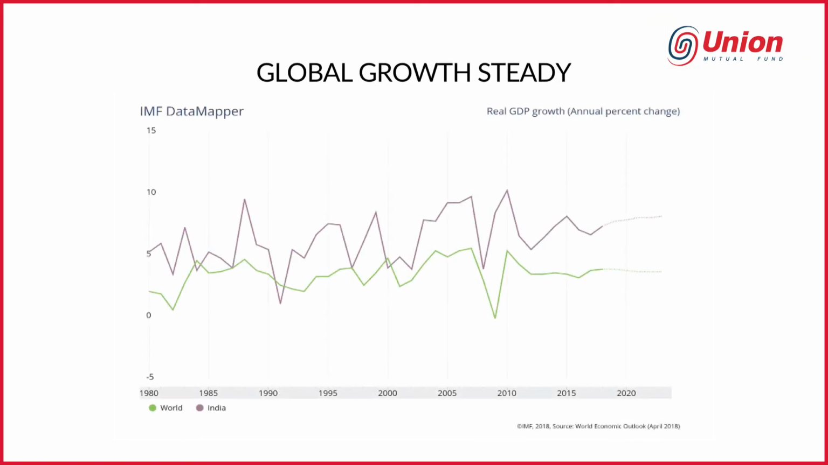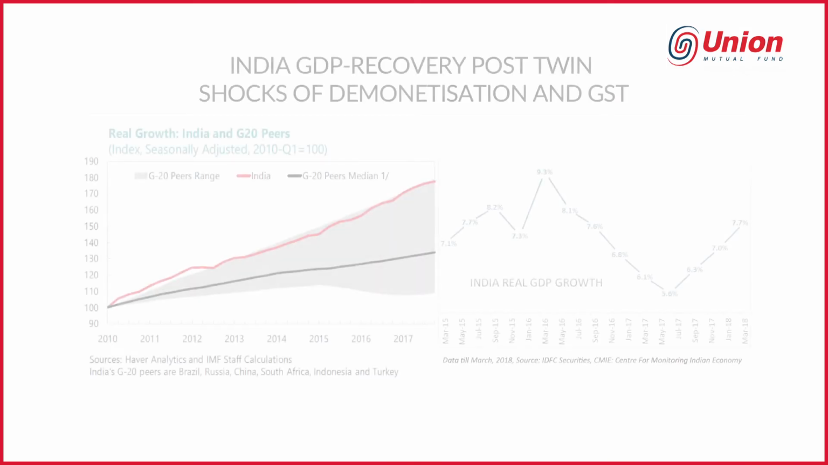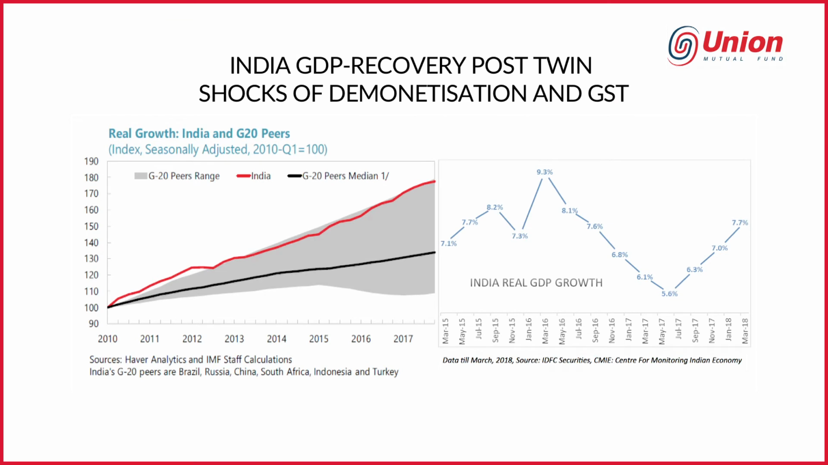According to the IMF, the world economy is expected to stagnate at about 3.7% growth. However, Indian economy is expected to accelerate to 8.2% growth by the year 2023. This would make Indian economy one of the fastest growing economies in the world. As per IMF, in the last 8 years, Indian economy has grown at a pace far higher than even the faster growing emerging market peers like Brazil, Russia, China, Indonesia, Turkey.